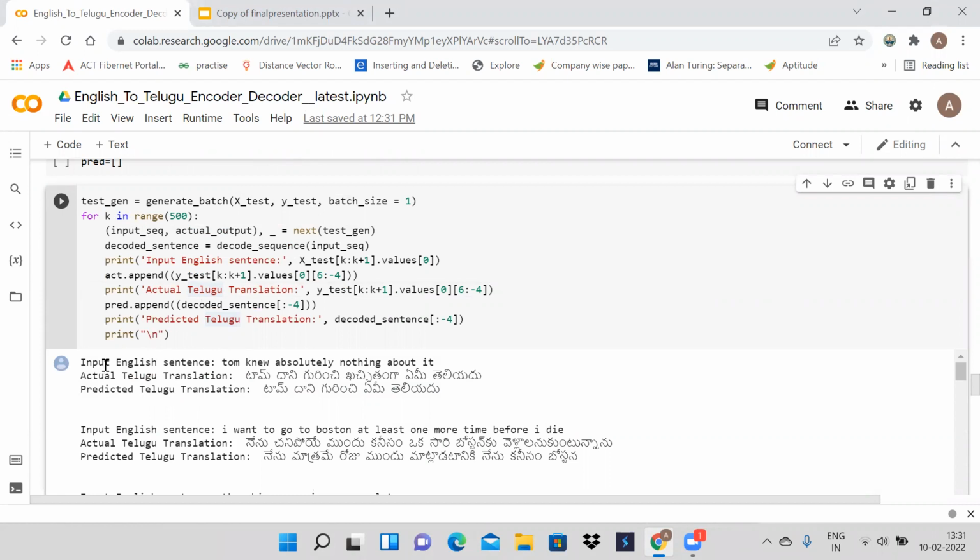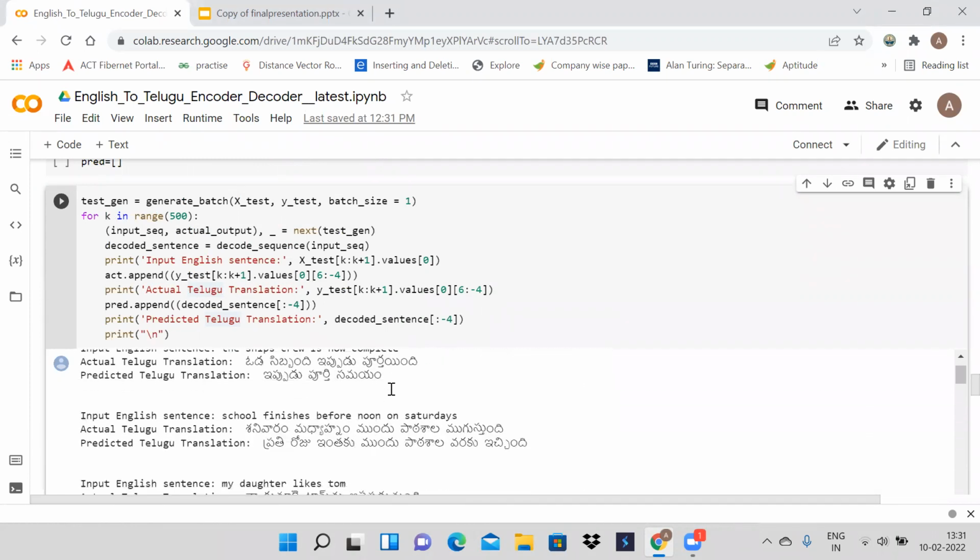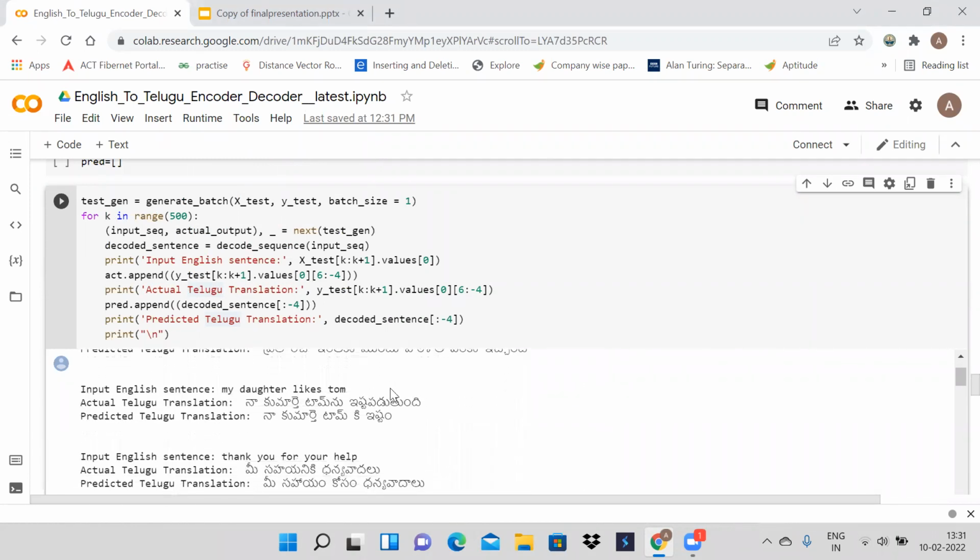For example, let us consider "Tom knew absolutely nothing about it." The actual Telugu translation, which is given in the dataset, is Tom dani gurinchi ఖచ్చితంగా ఏం తెలియదు. But the predicted translation of the model is Tom dani gurinchi emi తెలియదు. It is not exactly the same, but it is close to the actual translation.